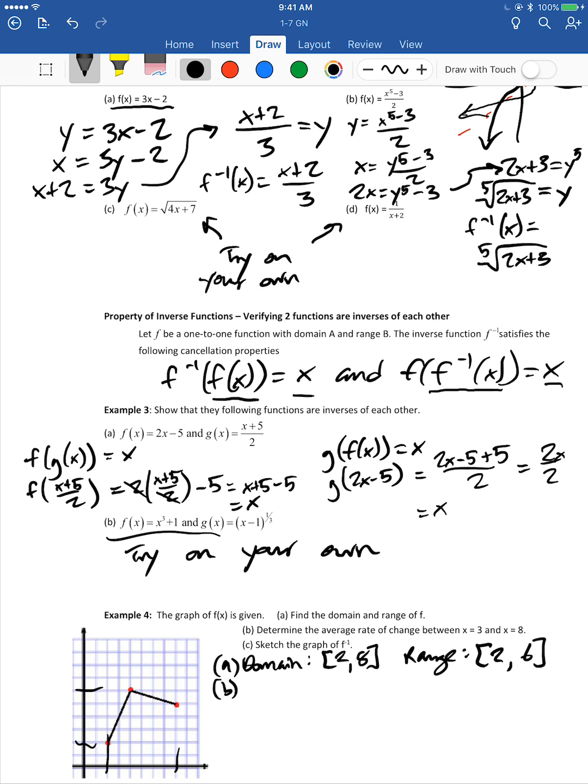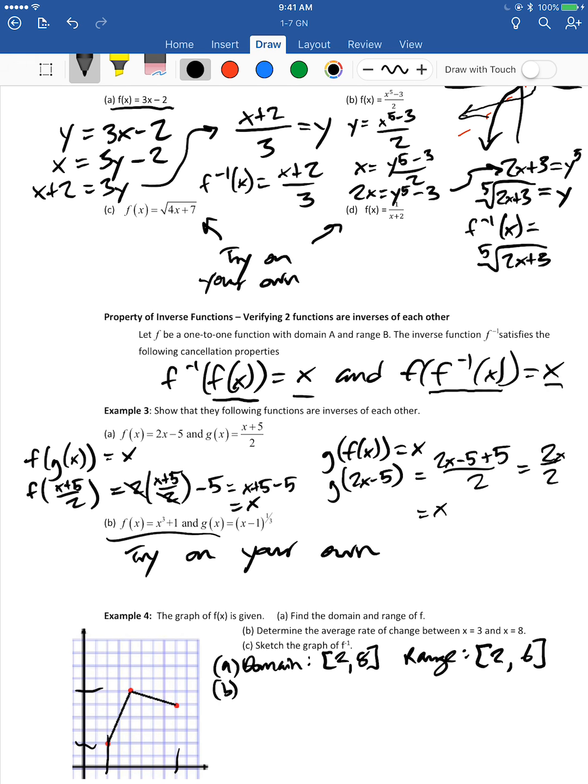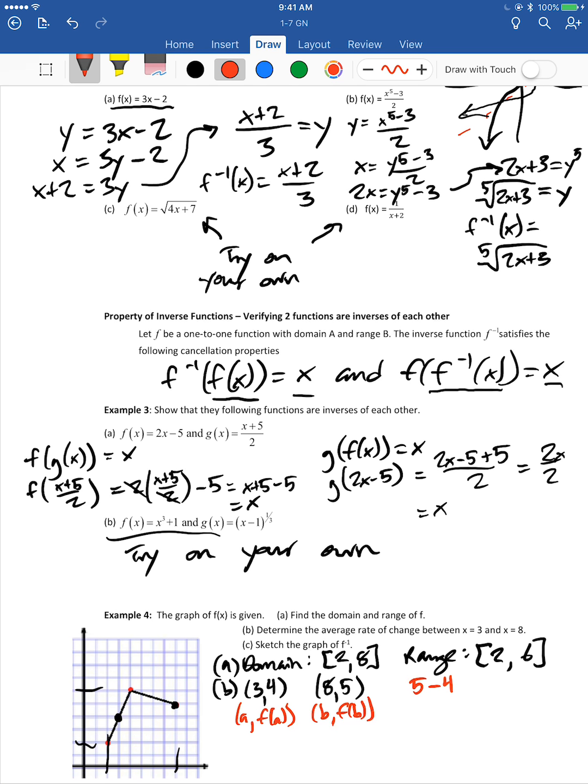Pretty straightforward. For B, I need to get 2 points and then plug those in to my average rate of change formula. I need x equals 3, so that'll be along here, and that looks like my point here, which is the point 3, 4. And then x equals 8, and that's going to be my point 8, 5. So this is A, f of A, and B, f of B. So when I plug into my average rate of change formula, I have 5 f of B minus 4 f of A all over B, which is 8, minus A, which is 3. So this is 1 over 5, and that is my average rate of change between x equals 3 and x equals 8.